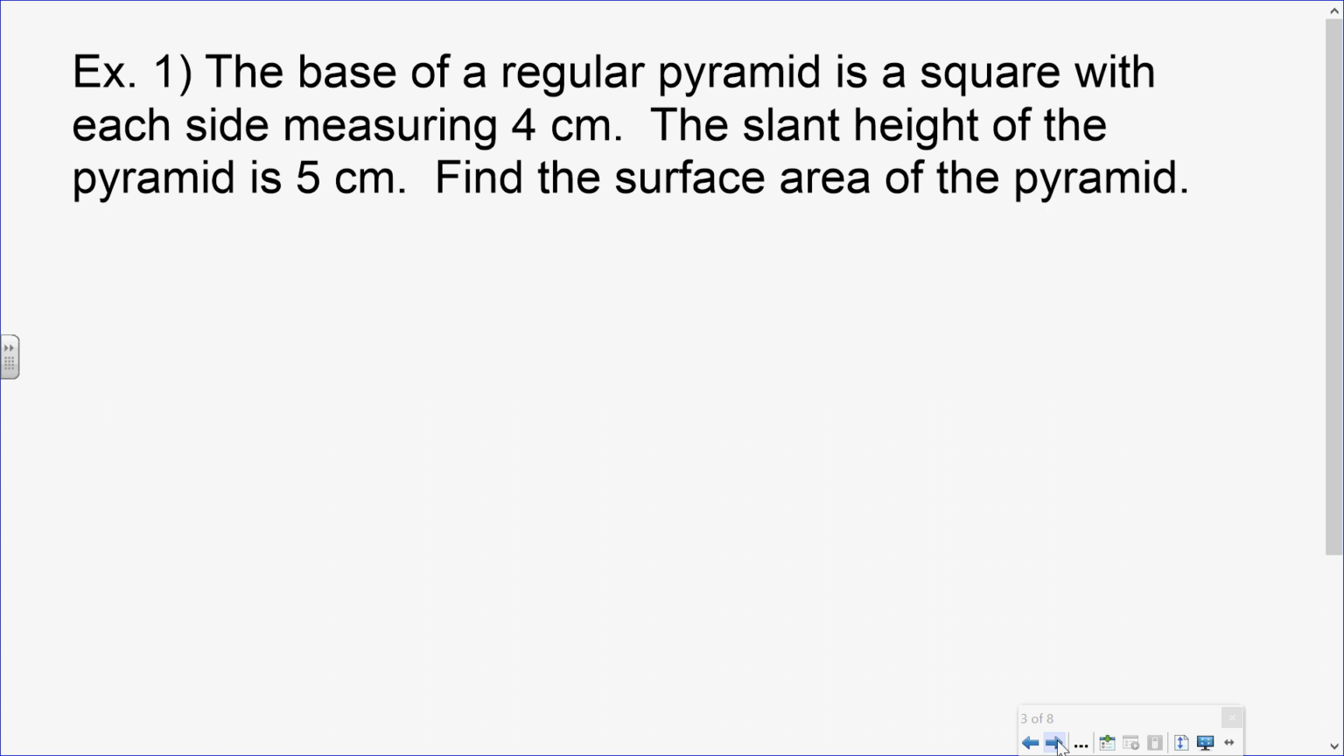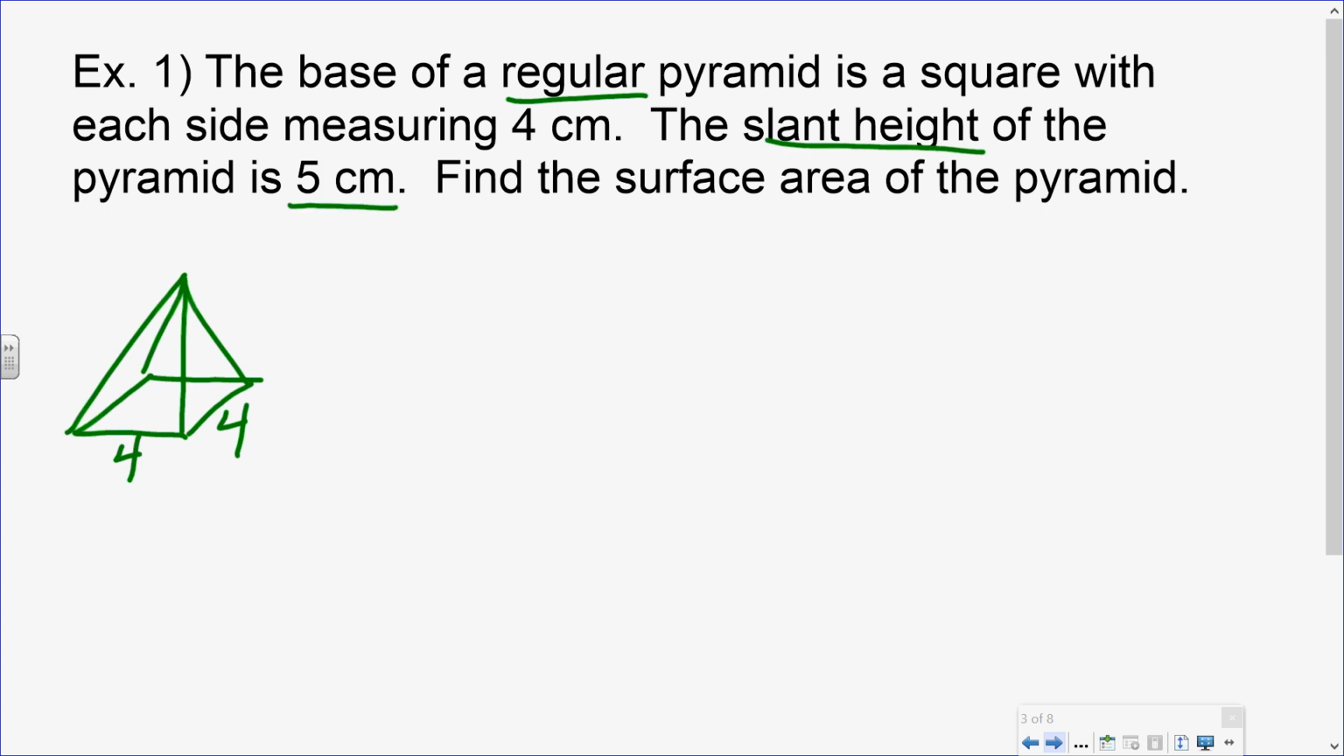Okay, so here we have that word. We have a regular pyramid. So all of the sides of the base are the same, and in fact, they tell us that we have a square pyramid. So I'm going to try to kind of draw one here. So that's going to be a square. Drawing it so it looks more like a trapezoid or a parallelogram so that I can make it sort of look 3D. We know each side of the square is 4, and we know the slant height is 5, and we want the surface area of the pyramid.